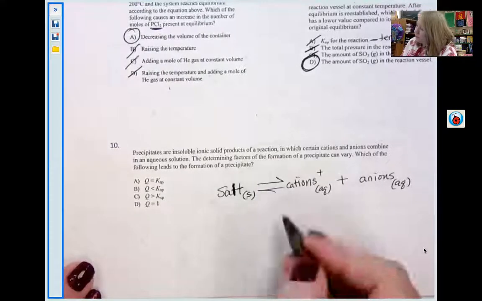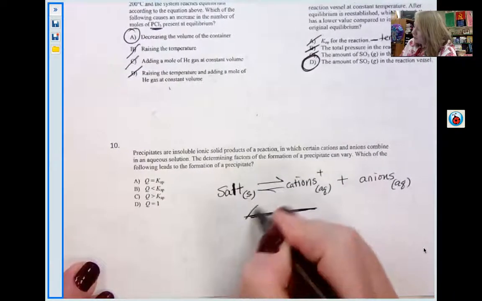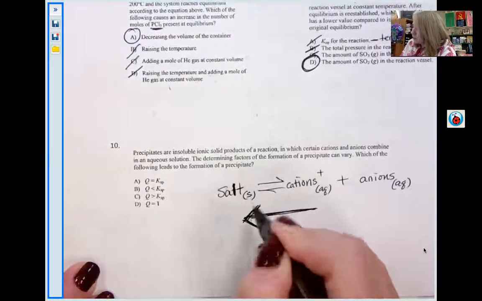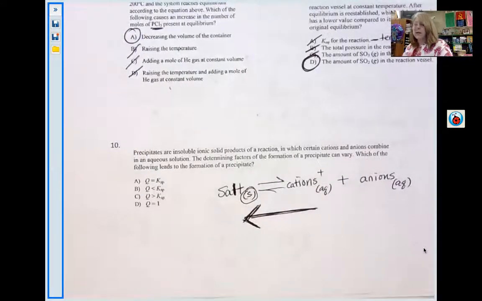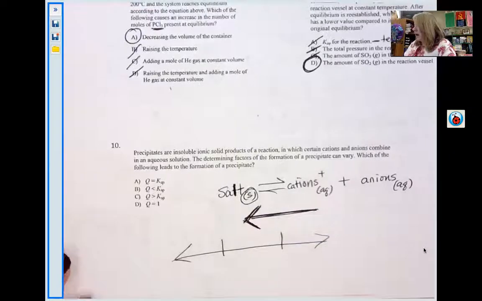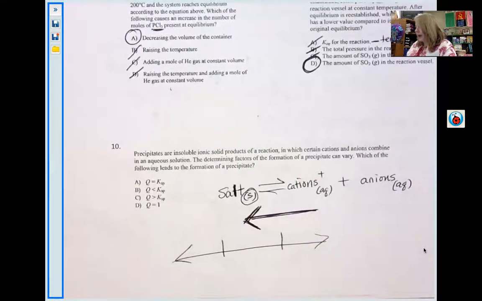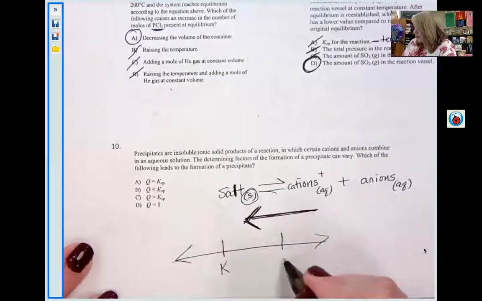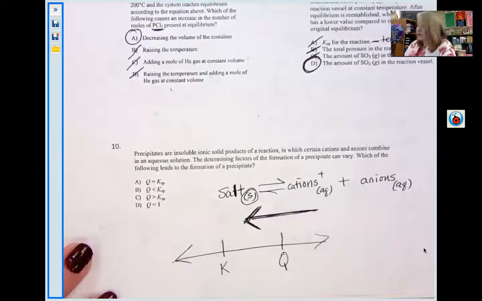So in order to form a precipitate, you have to shift to this side of the reaction. That's where your solid is. That's your precipitate. So if you're shifting to that side, let's think of our little number line where we do Q and K. I'm always going to shift to reach K. Where would K have to be to form a precipitate? K is going to have to be on this side if I'm shifting to form a precipitate. It means Q would be over here. So to form a precipitate, Q has to be greater than K.